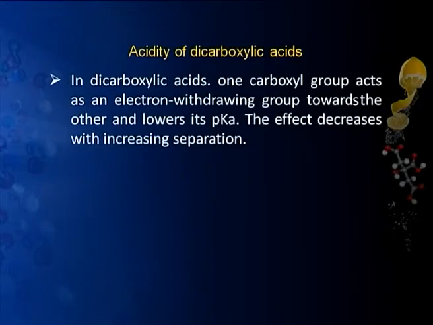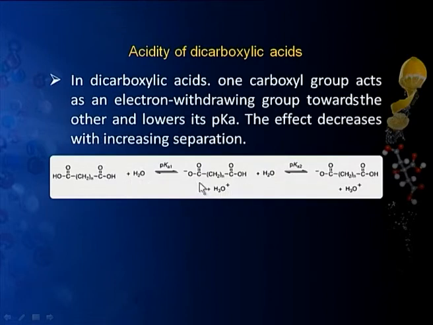Dicarboxylic acids are those which have two carboxyl groups in them, and we have to measure now two different dissociation constants, two pKa values, one for the first dissociation and second for the second dissociation. One carboxylate anion is formed by the dissociation of one carboxyl group, and we measure it as pKa 1, and then when the second dissociation occurs we measure it as pKa 2.